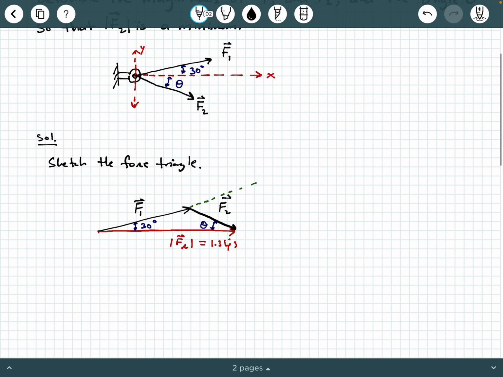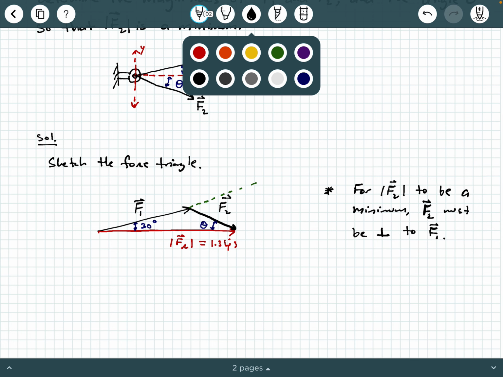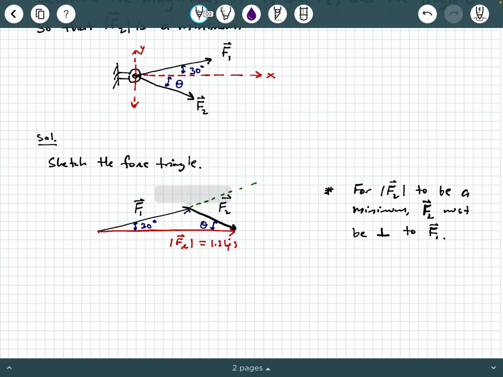Well, we're going to make a note here. We put a little star here. We're going to say for magnitude F2 to be a minimum, F2 must be perpendicular to F1. Okay, so really what should happen is we should have F2 oriented right here.